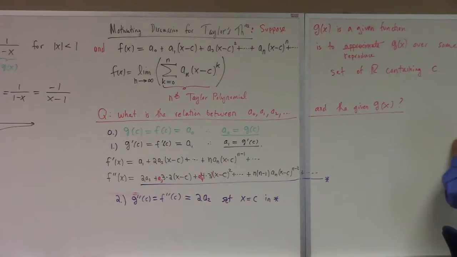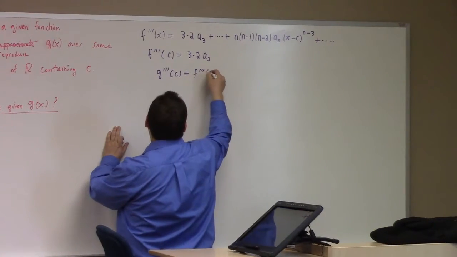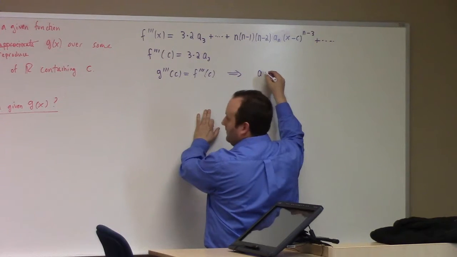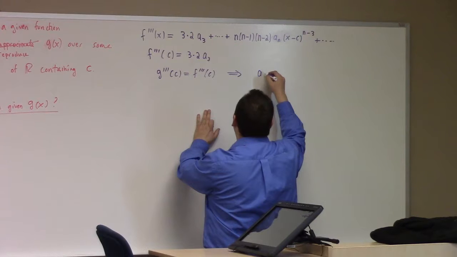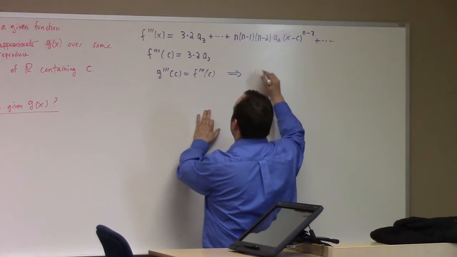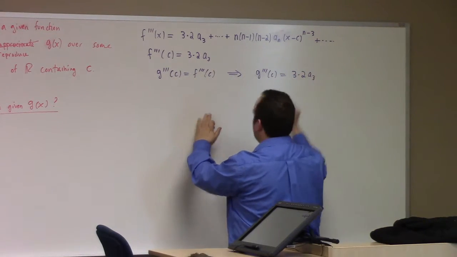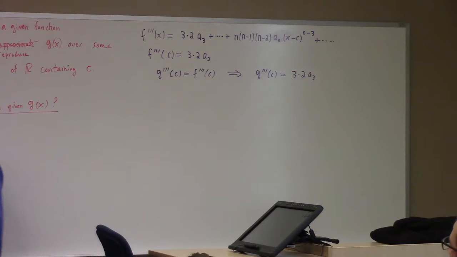So you can see that the third derivative of f at c is 3 times 2 times a sub 3. So if we have the third derivative of g at c equal to the third derivative of f at c, that implies that a sub 3 is equal to what? That implies the third derivative of g at c is 3 times 2 a sub 3. In this one, we had 2 times a sub 2 is equal to g prime prime of c.